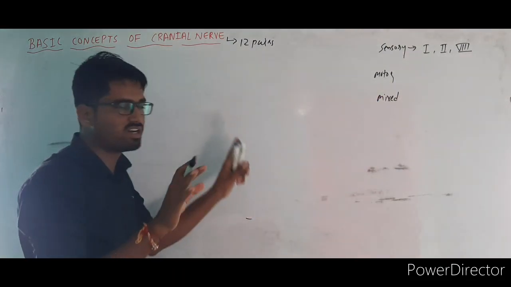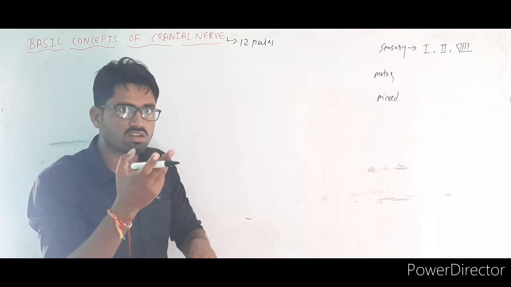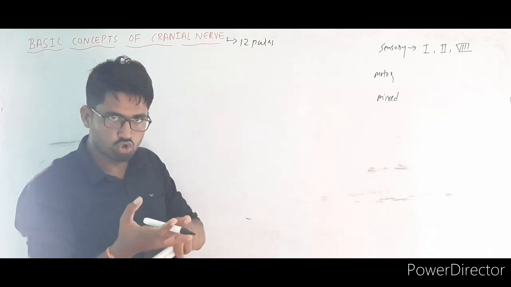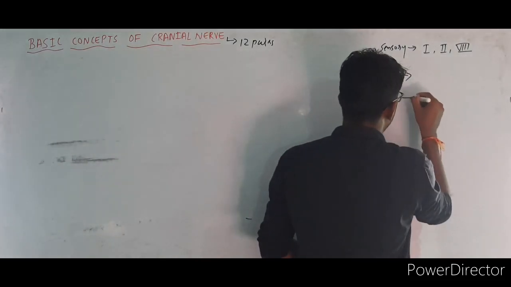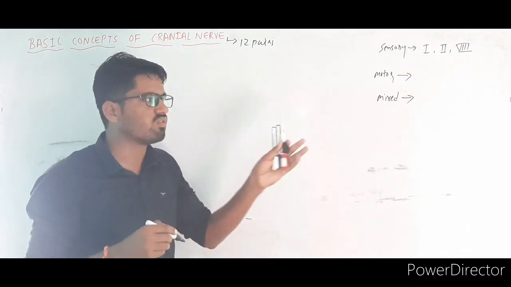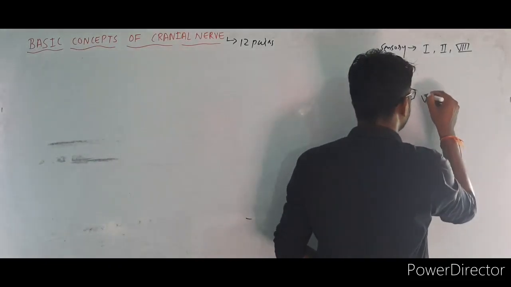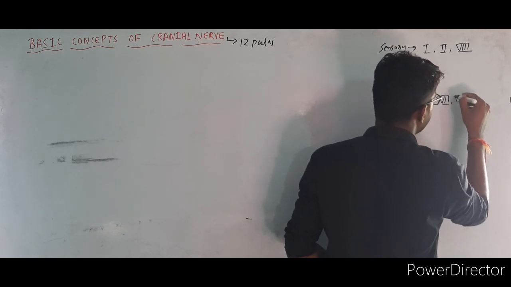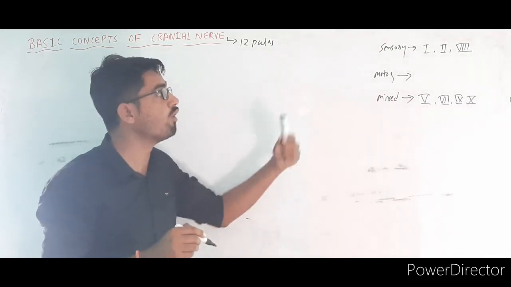I will tell you the names of the cranial nerves, starting from olfactory, after that optic, then oculomotor, like that it will go. After that motor, and one is the mixed. Now for the mixed, how do you remember? Go alternately: 5, 7, 9 and 10. So the 5th, 7th, 9th and 10th are the mixed cranial nerves. Remaining all are motor.